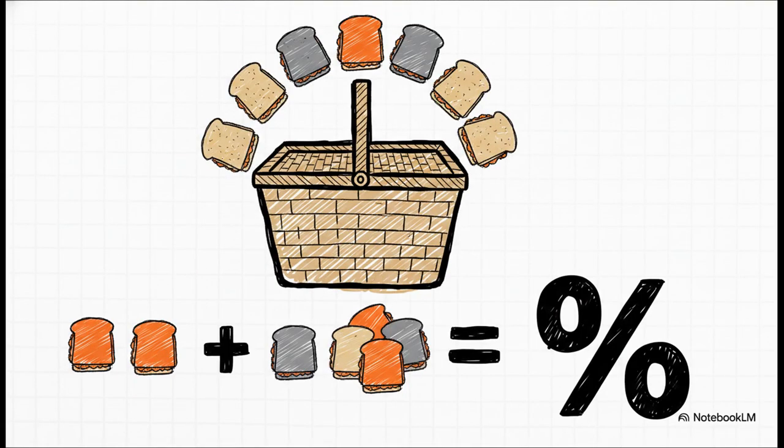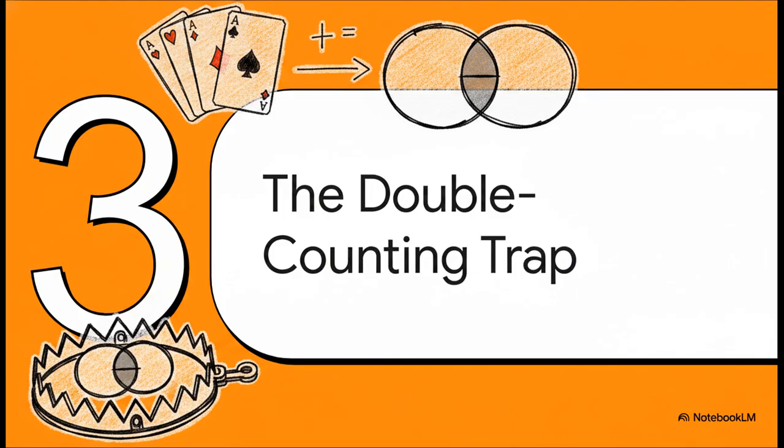Let's make this super concrete. Imagine a picnic basket with 10 sandwiches. 3 are ham and 4 are egg salad. Now, a sandwich can't be both ham and egg salad at the same time, right? They are mutually exclusive. So to find the probability of picking either one, we just add them up. 3 out of 10 plus 4 out of 10 gives us a 70% chance. Simple. Okay, so keeping that idea in mind, let's get back to our card puzzle.